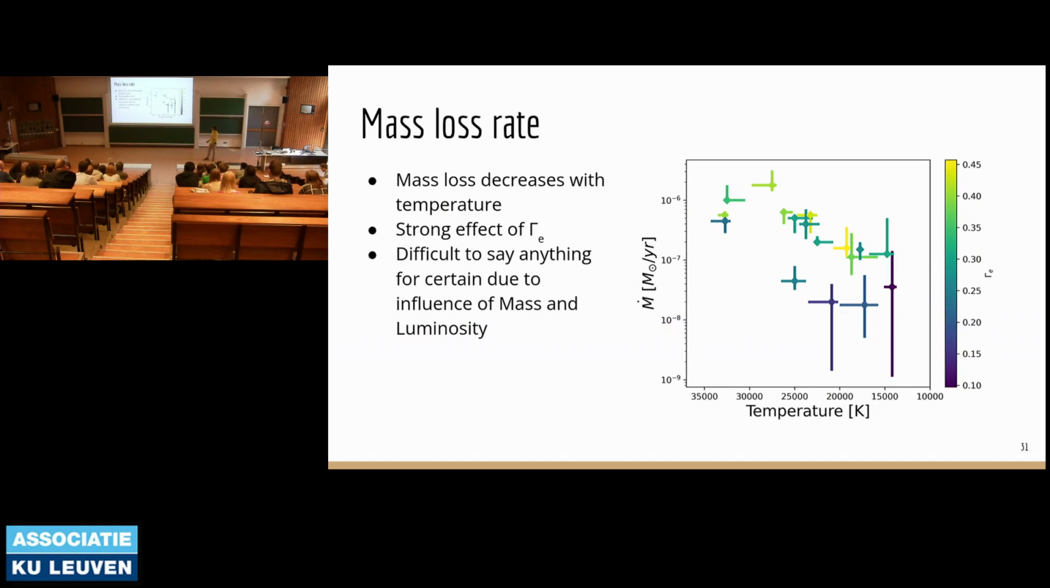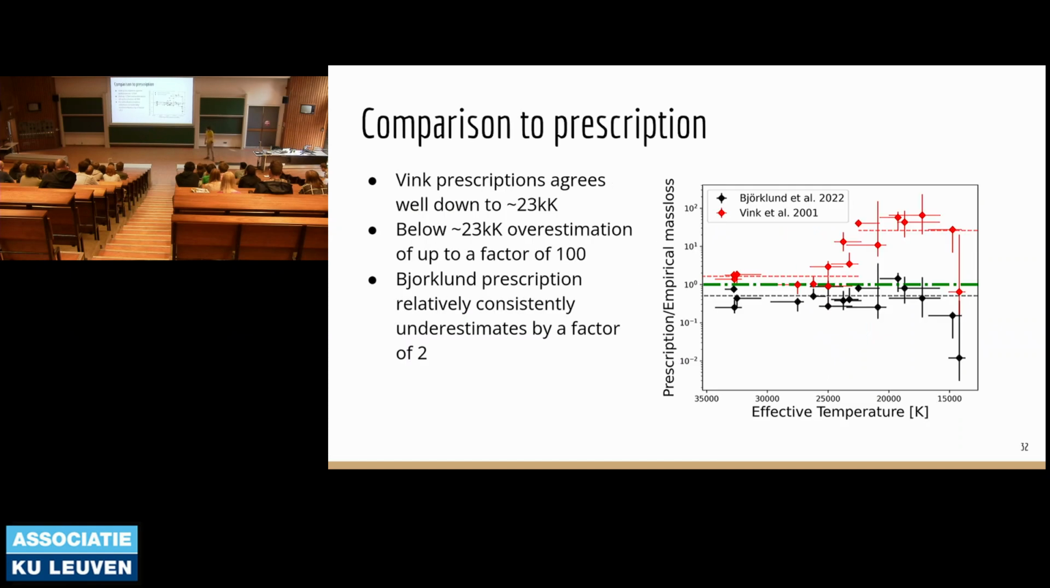So what I did is, I took the mass, luminosity, and so on from my fits, put them into the prescription, tried to take into account all the errors, and divided that value by my empirical found value. So now I get kind of a comparison between the two. That means that if you're on the one line in this plot, your prescription is perfectly telling you what my empirical mass loss rate gets as well. If you're above it, you're overestimating. If you're below it, your prescription is underestimating.